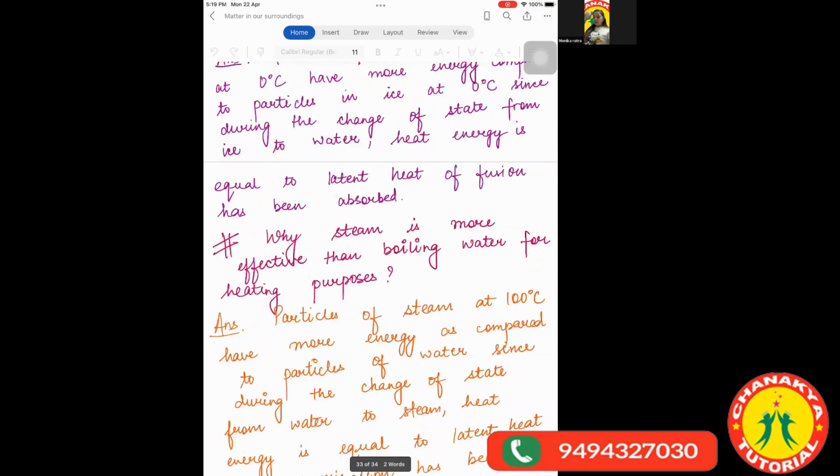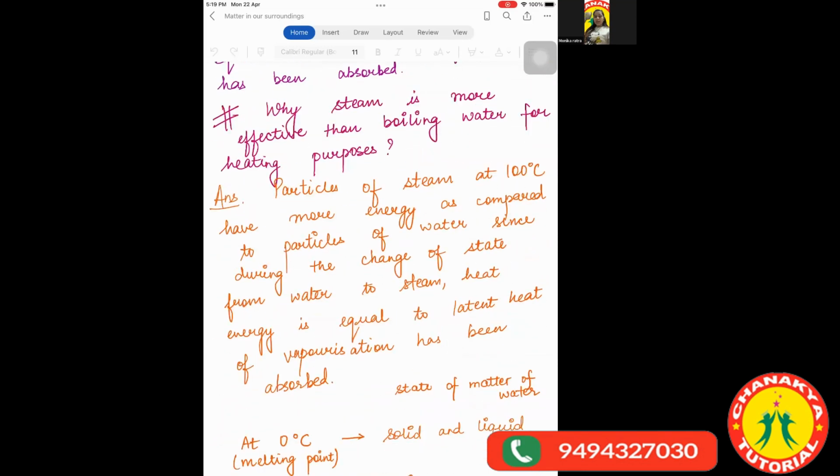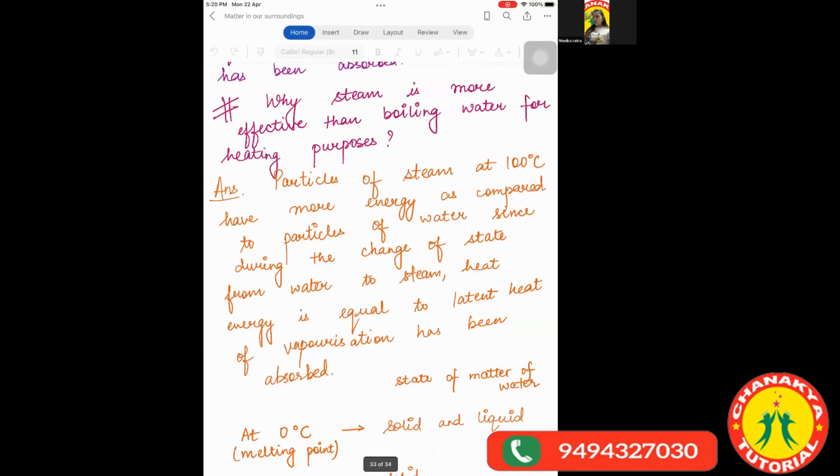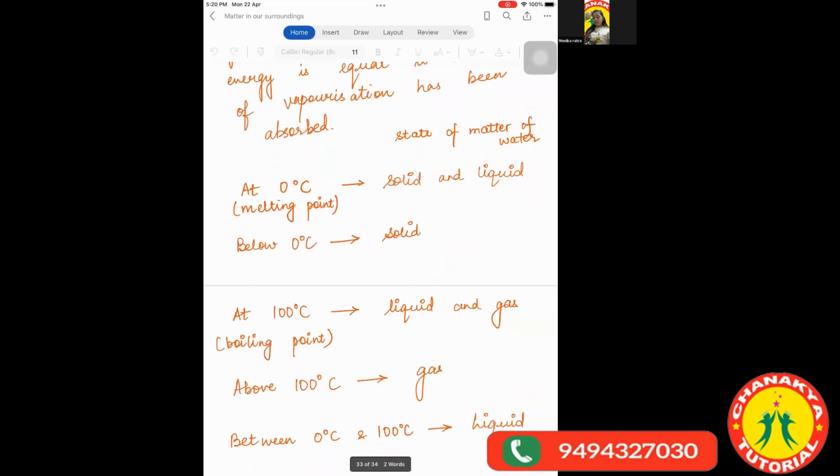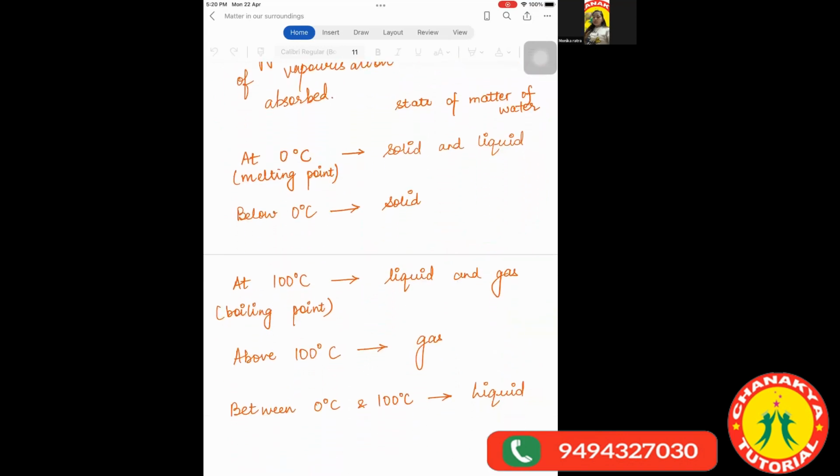Then we discussed about the steam, the same thing, why steam is more effective in heating than the boiling water at the same temperature. Because steam has more energy. Whosoever has more energy will be effective in the heating purpose. So steam has more heat energy. That is why it is effective in the heating compared to the boiling water at the same temperature. Then we also discussed at what temperature which state of matter exists, right?